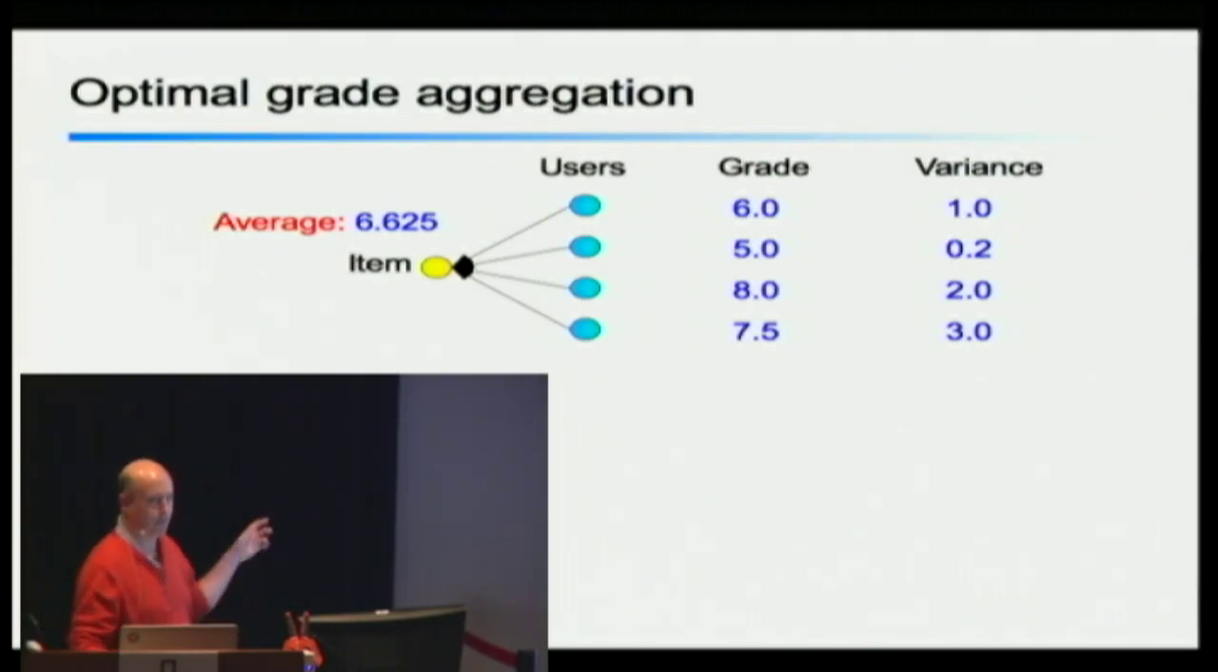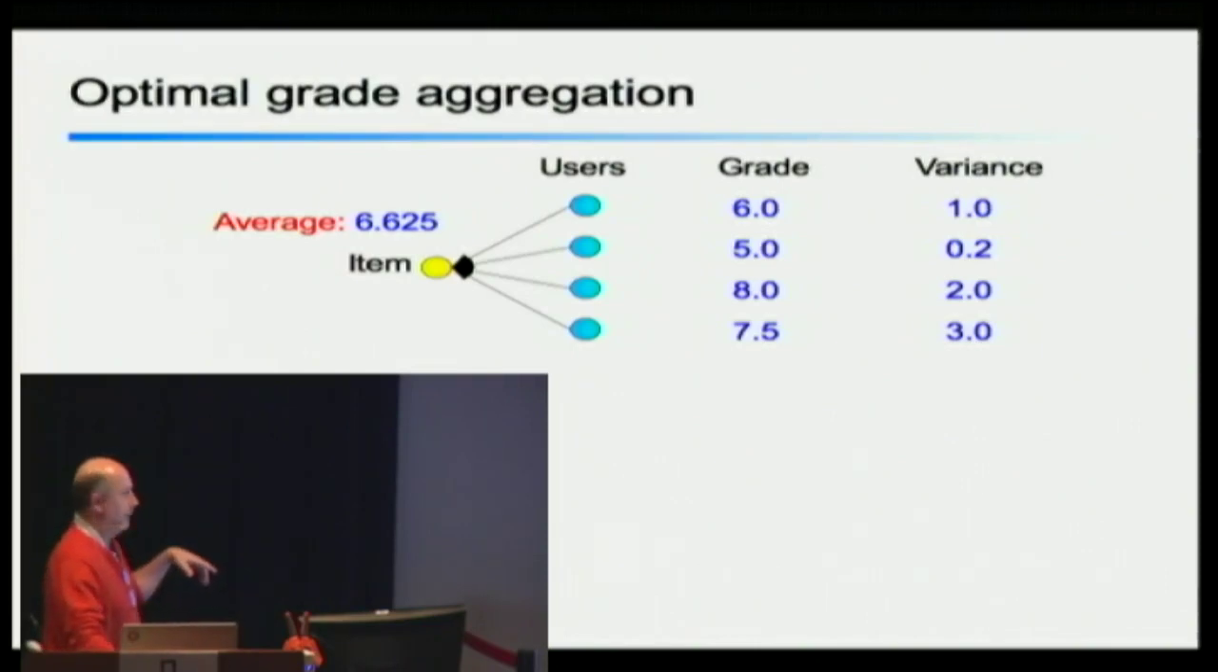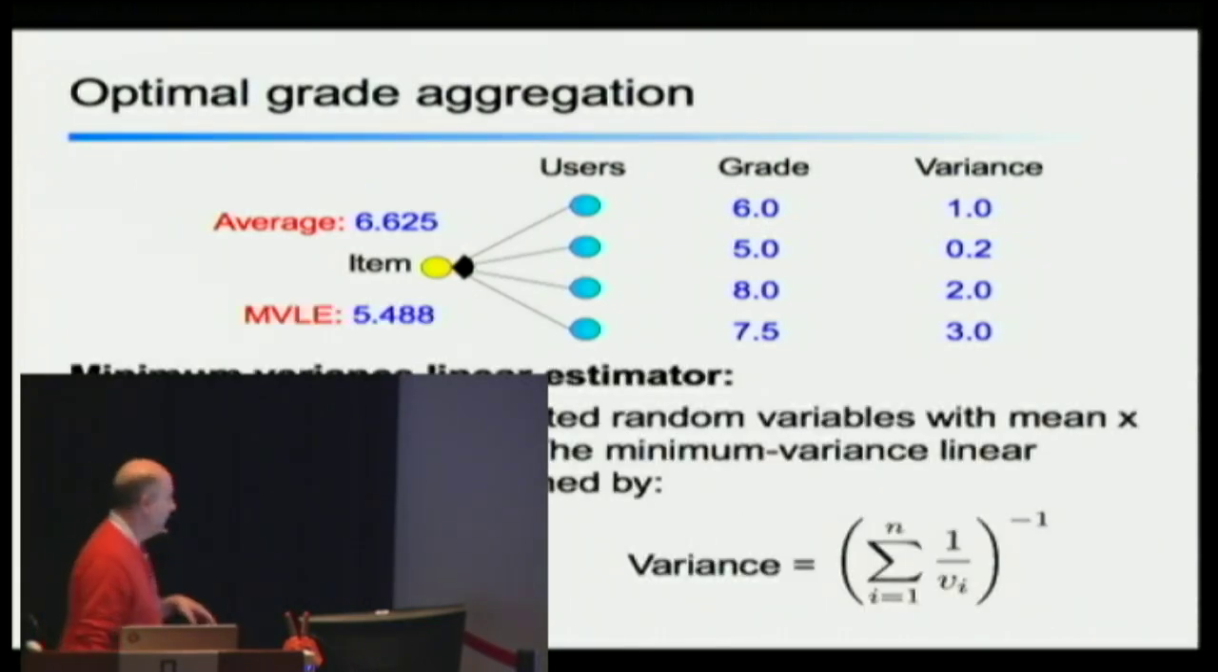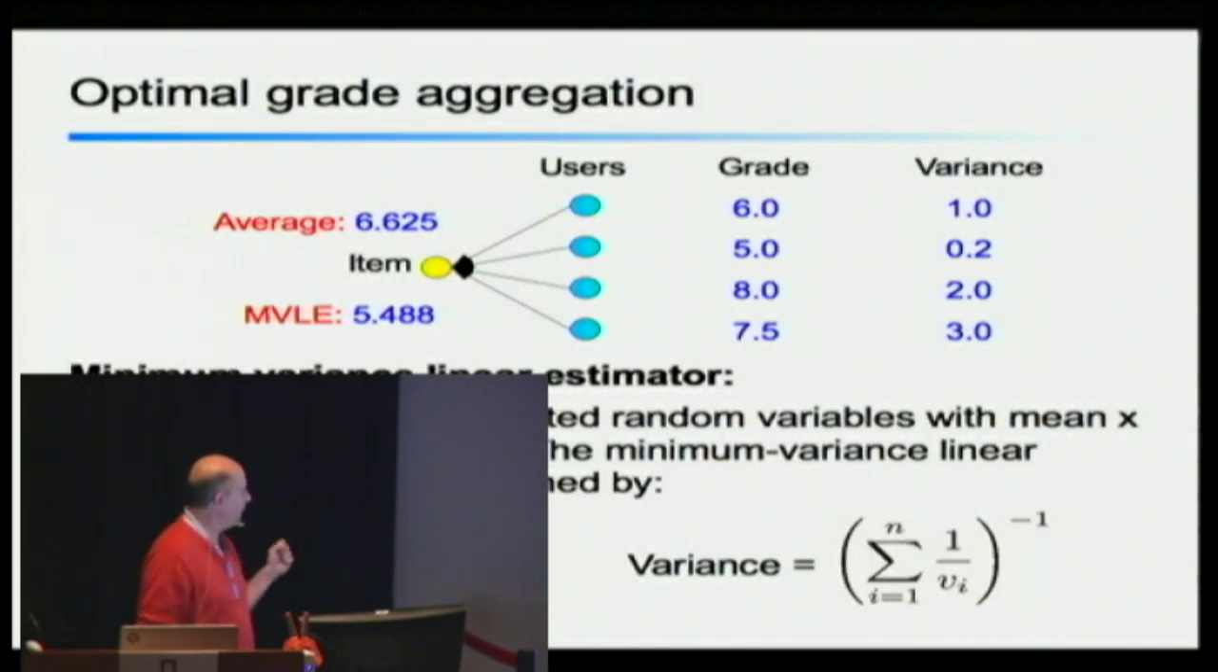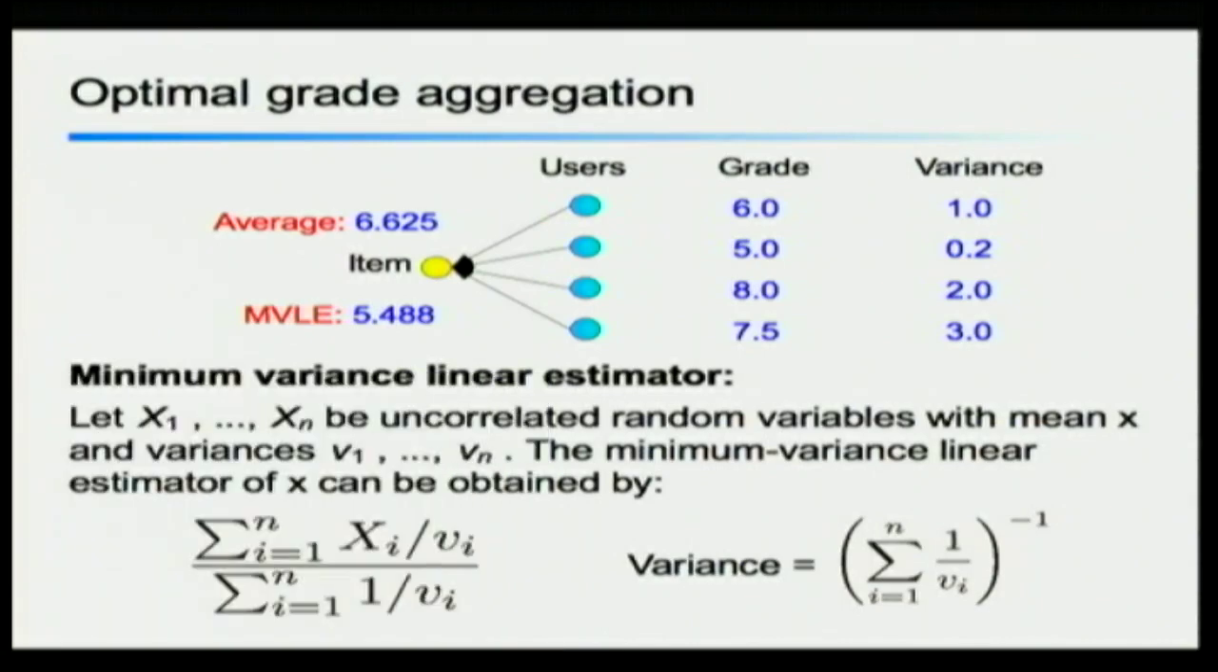Again, you can solve it for yourself. It's simple mathematics: what is the variance of a weighted average, and then you can optimize it, but it's well known. And the answer is the minimum variance linear estimator. You essentially give each element a weight that is proportional to the inverse of the variance. Intuitively, it makes sense, right? The higher the variance of a person, the less weight you want to give them. And it turns out to be precisely true.